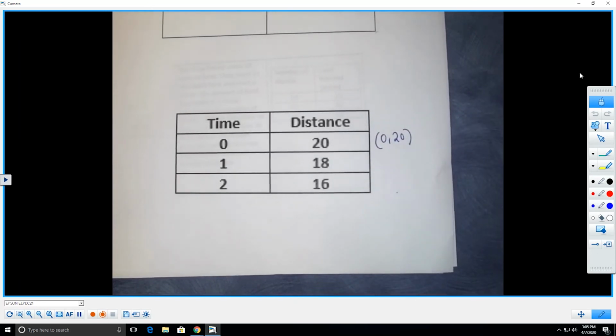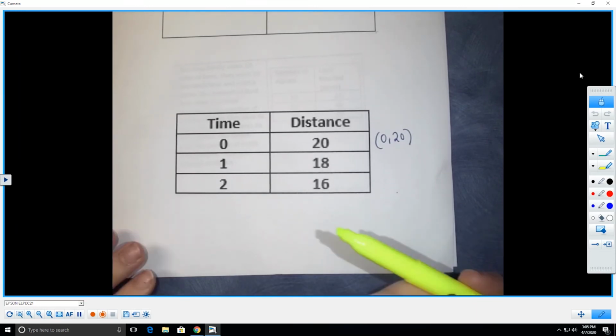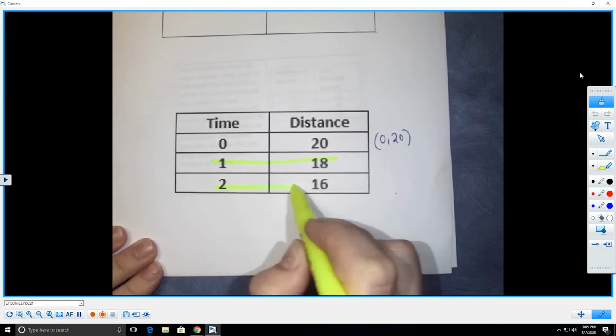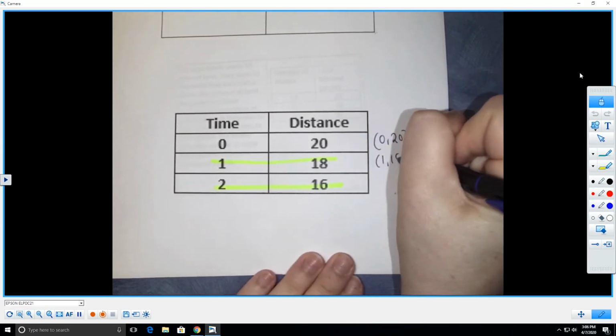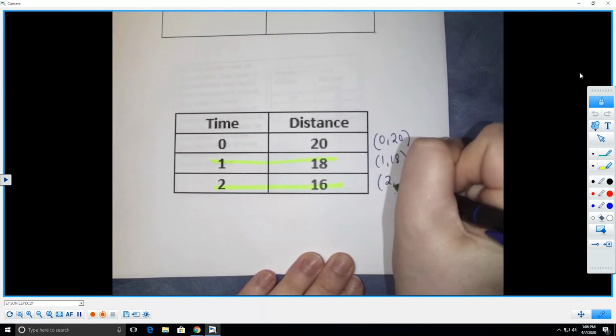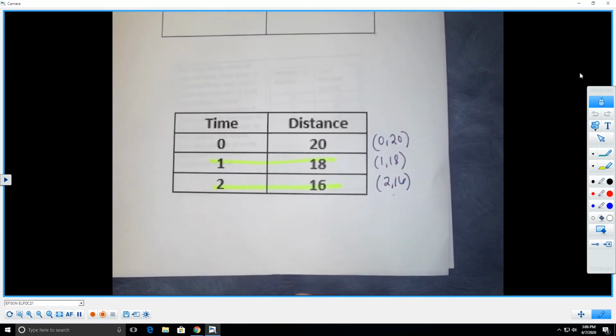Now you try. Write the other 2 sets of ordered pairs from the table of values. I'll highlight the ones I'd like you to do. Let's see what you wrote. Did you write these? 1, 18, and 2, 16. Great. Now let's review this from reading a graph. We've done this on lessons earlier this week, but let's review briefly.